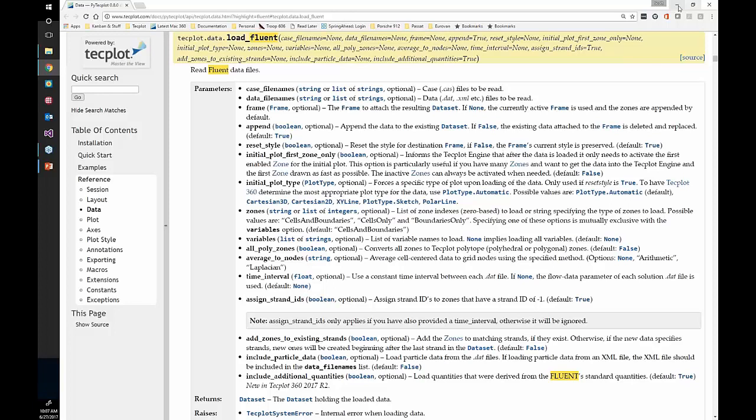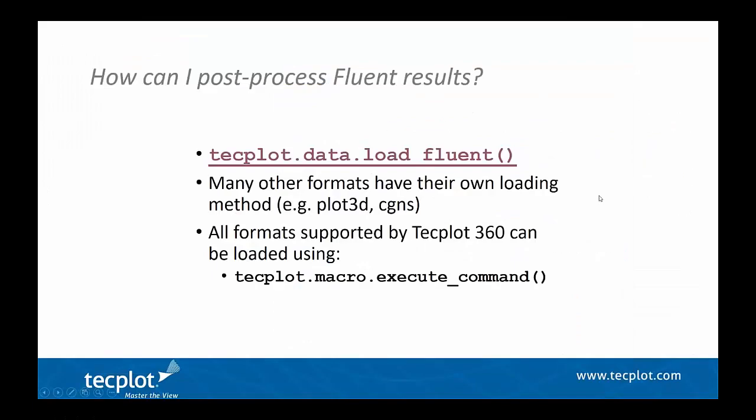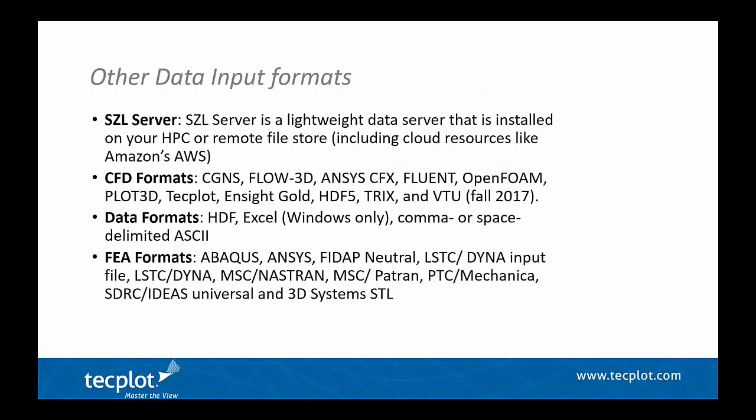And this, of course, is not our only loader. We have many others. And in the Python API, we have wrapped several of these, including Plot3D and CGNS, as well as our Tecplot native formats, the PLT, the Tecplot ASCII, and the SZL formats. But then we have a whole bunch of other formats that are supported by Tecplot 360 that we don't necessarily have a nice Python interface to yet, but we can always fall back to the macro language, and we can call macro functions from PyTecplot and use that to load any of these other data formats that Tecplot 360 can load.